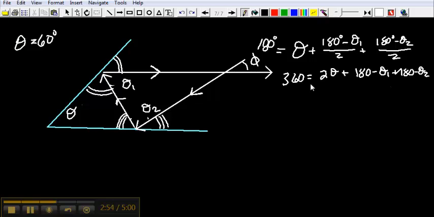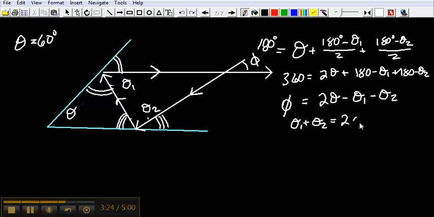Okay, so the next thing I can do is I can subtract 360 from both sides. 180 times 2 is 360, right? So I have 0 equals 2 theta minus theta 1 minus theta 2. Okay, which means if I take and move these over, I have theta 1 plus theta 2 by doing the opposite, right, equals 2 theta. Okay, all right, so that just gives us some terms to start with.